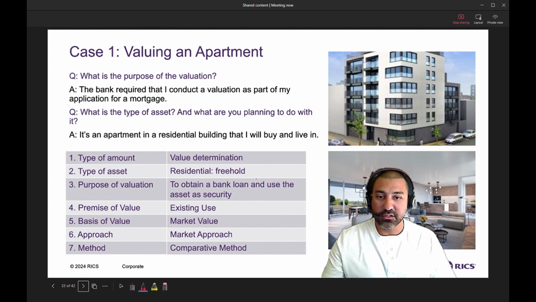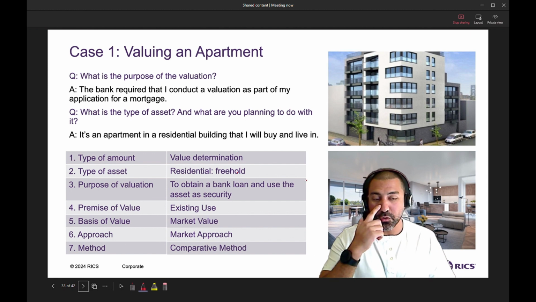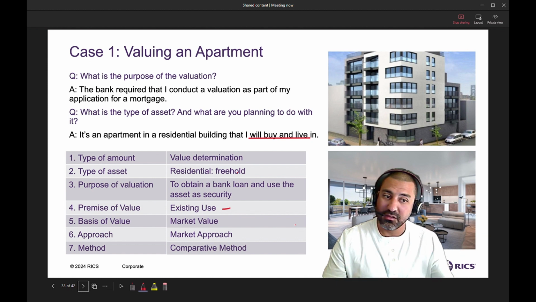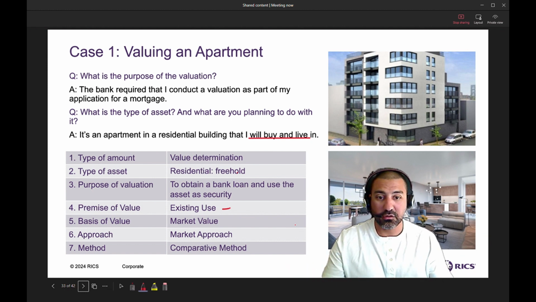It's a residential freehold, right? Freehold that is owner occupied. I'm going to buy and live in it, right? The purpose is to obtain a bank loan, right? So it's going to be used as security. Its existing use, it's definitely not going to be liquidation or highest and best use. It's going to be a going concern. The person is going to be living in it. It's going to be using it.